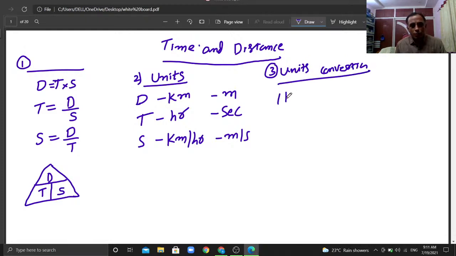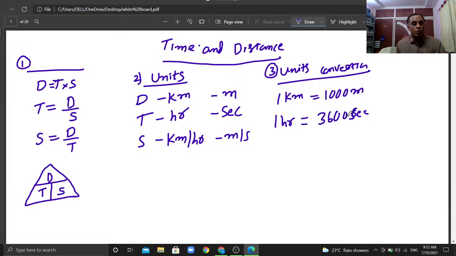Tell me, 1 kilometer is equal to how many meters? 1 kilometer is equal to 1000 meters. Now, 1 hour is equal to how many seconds, not minutes? 1 hour is equal to 60 minutes, and 1 minute is equal to 60 seconds. Therefore 1 hour is equal to 60 into 60, 3600 seconds. So 1 kilometer is equal to 1000 meters, and 1 hour is equal to 3600 seconds.